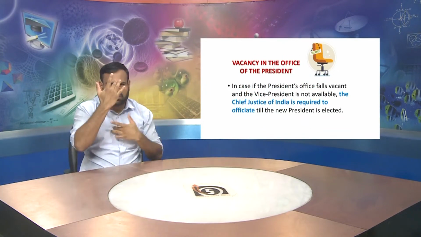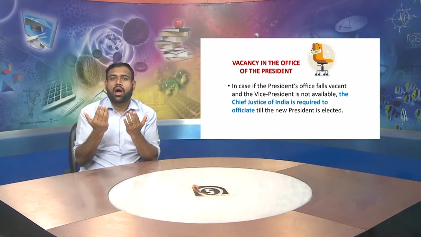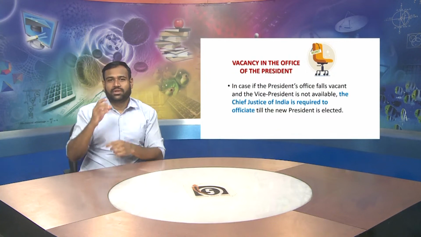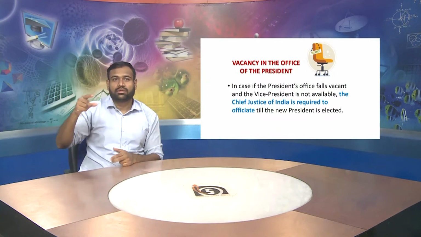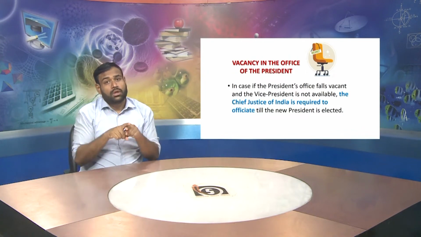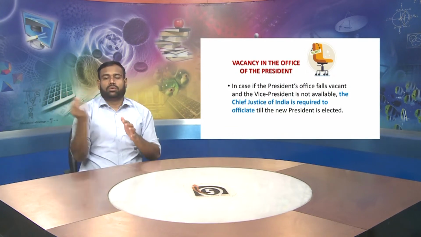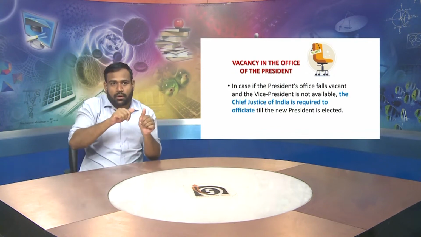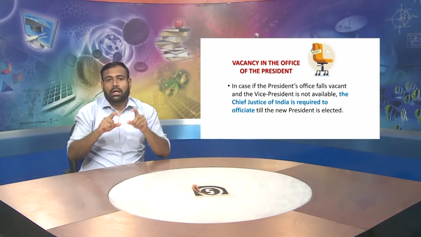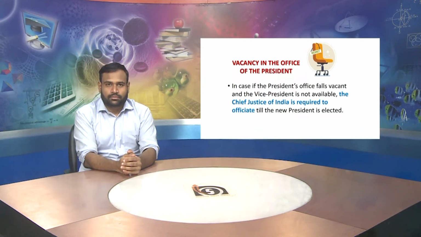And in case if the president's office falls vacant due to any reason and the vice president is not available, the Chief Justice of India is required to officiate till the new president is elected. So this is something important which we should be aware about the president's election and selection.